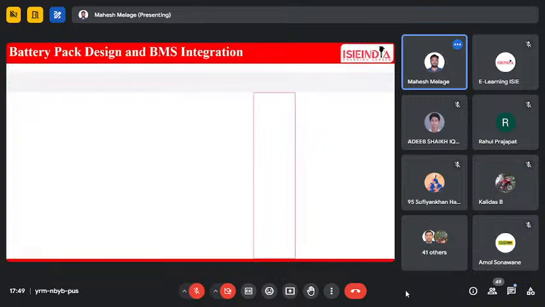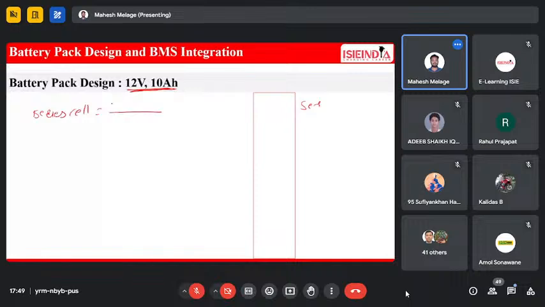So now we can calculate a 12 volt 10 Ah battery, in a simple way. First calculate the series cells. What is the series cell formula? Battery voltage divided by cell voltage. The battery voltage is 12. Cell voltage goes to 3.6 volt. This is approximately 4.